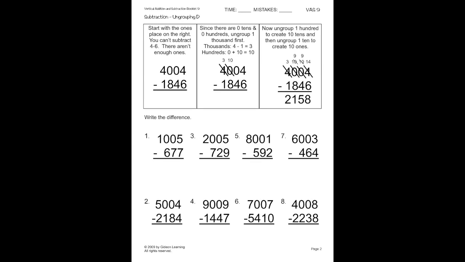Okay, so now we're on vertical addition subtraction booklet 9. Let's go ahead and start working on number 1 on page number 2. So it's going to be 1005 minus 677.